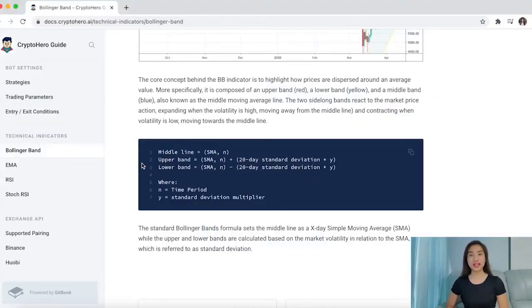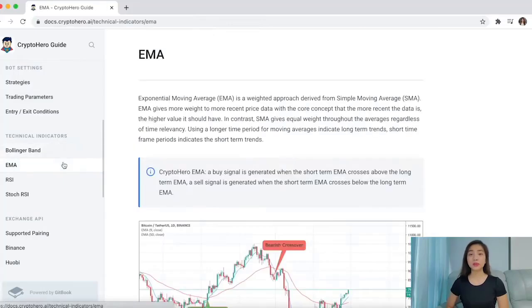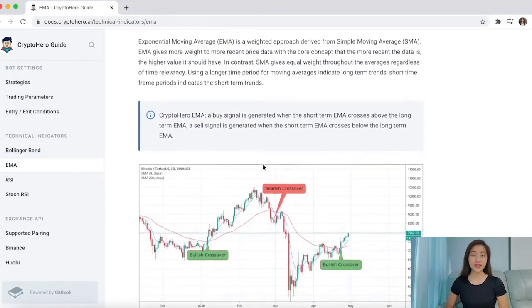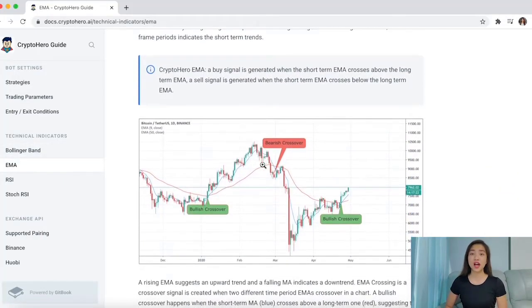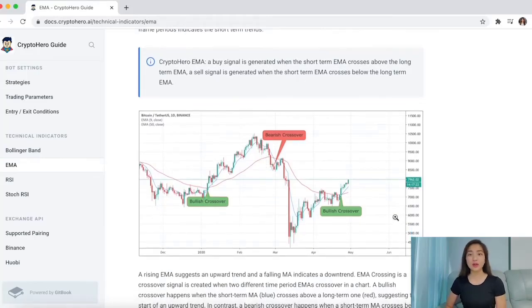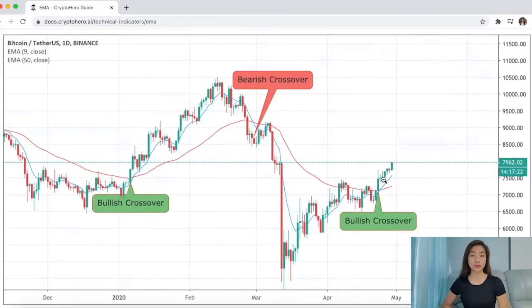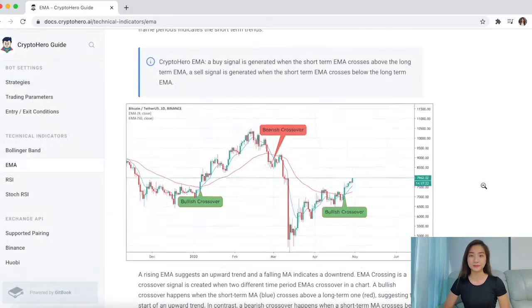Exponential Moving Average, EMA. This indicator helps you view both long-term and short-term trends. Using a longer time period for moving averages helps you see the long-term trends, while using a shorter time period shows you the short-term trends. With CryptoHero EMA, the buy signal is generated when the short-term EMA crosses above the long-term EMA, while a sell signal is generated when the short-term EMA crosses below the long-term EMA.